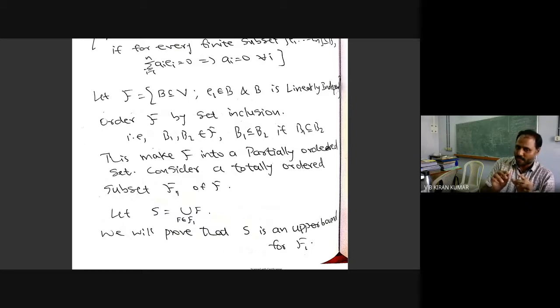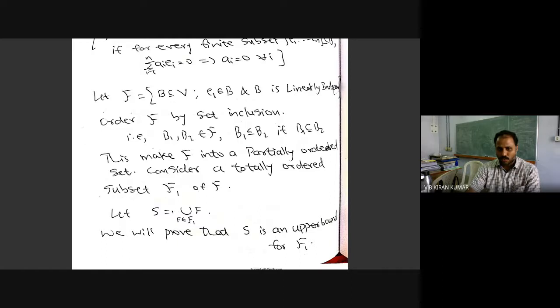So if B1 and B2 are in F1, then either B1 is contained in B2 or B2 is contained in B1. Now for this totally ordered subset F1, you collect all elements in F1 and take the union of all of them. You call it S. My claim is that S is an upper bound for this set F1. To prove that it's an upper bound, first of all, you need to prove that S is in the collection F, and then we have to prove that S is greater than or equal to all elements here.